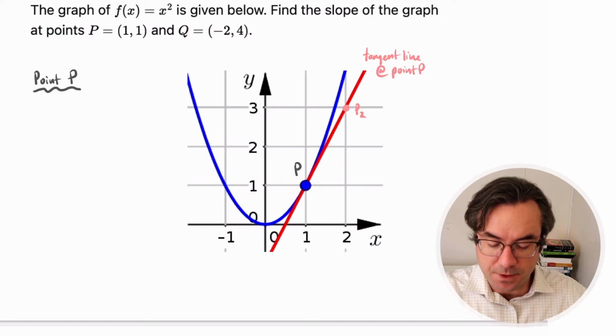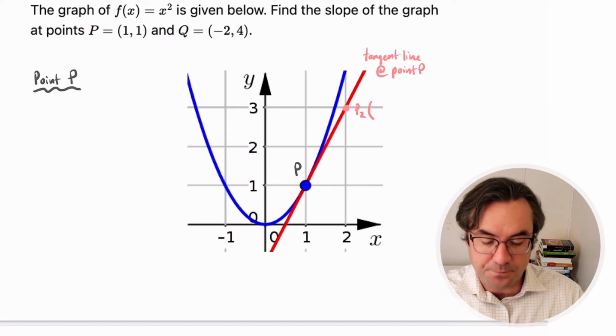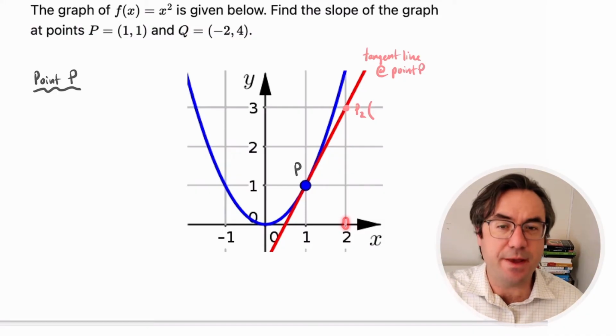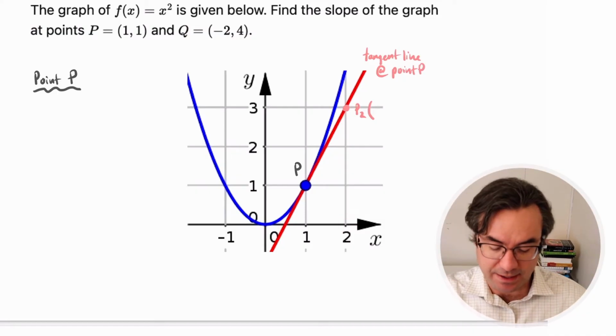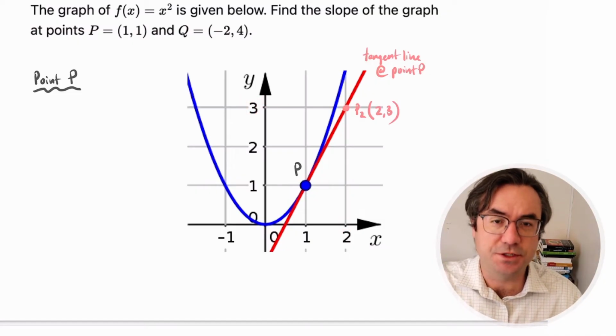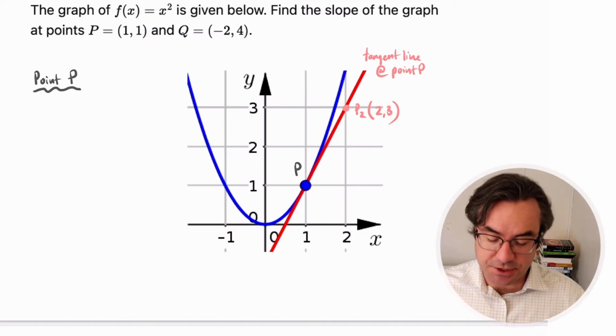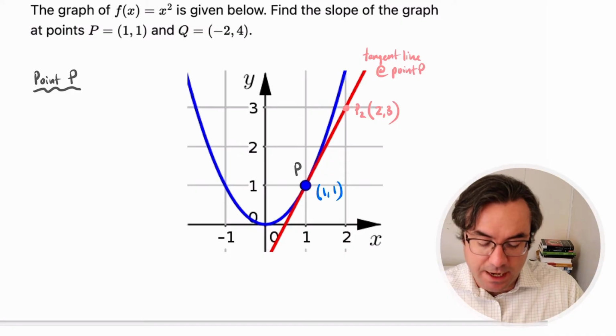All right, so what are the coordinates for this other point? Well, the x-coordinate looks to be about 2. We're kind of estimating here. And the y-coordinate looks to be about 3. So I would say this has coordinates 2, 3. And our original point of tangency has coordinates 1, 1.